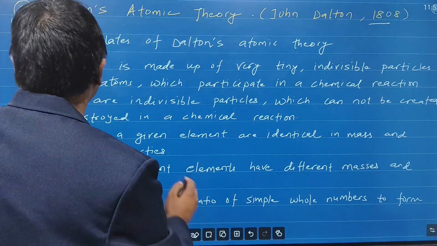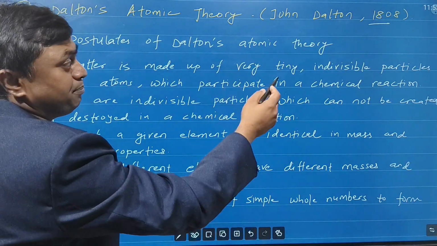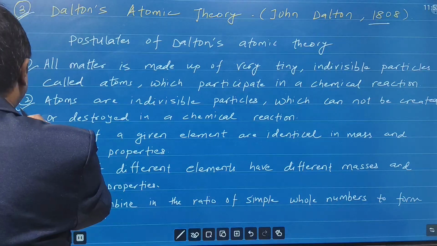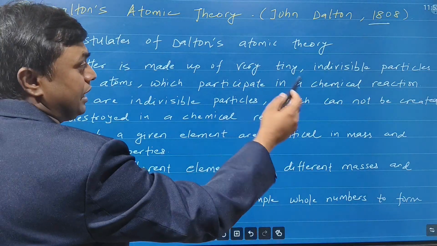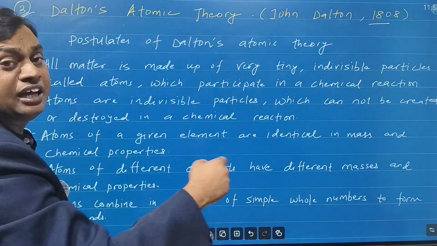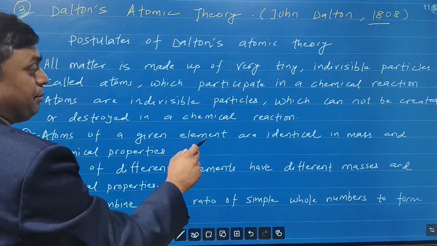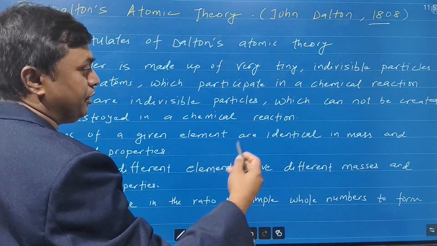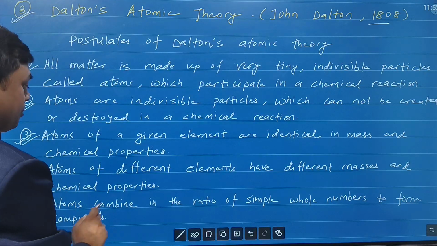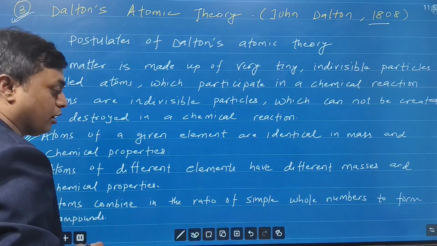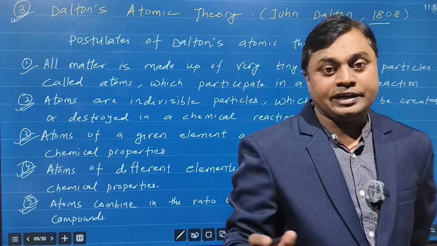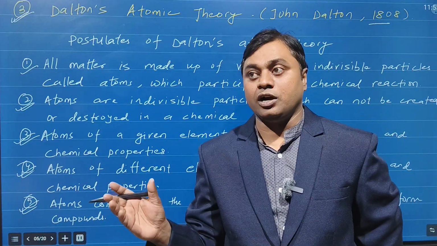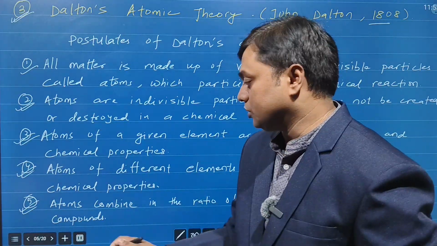So you can see the statement. First statement, all matter is made up of very tiny individual particles called atoms which participate in a chemical reaction. Second one, atoms are individual particles which cannot be created or destroyed in a chemical reaction. Third one, atoms of a given element are identical in masses and chemical properties. Next, atoms of different elements have different masses and chemical properties. Next, atoms combine in the ratio of simple whole numbers to form compounds. A compound always contains the same elements, like water. Water always contains 2 atoms of hydrogen and 1 atom of oxygen. Am I clear?